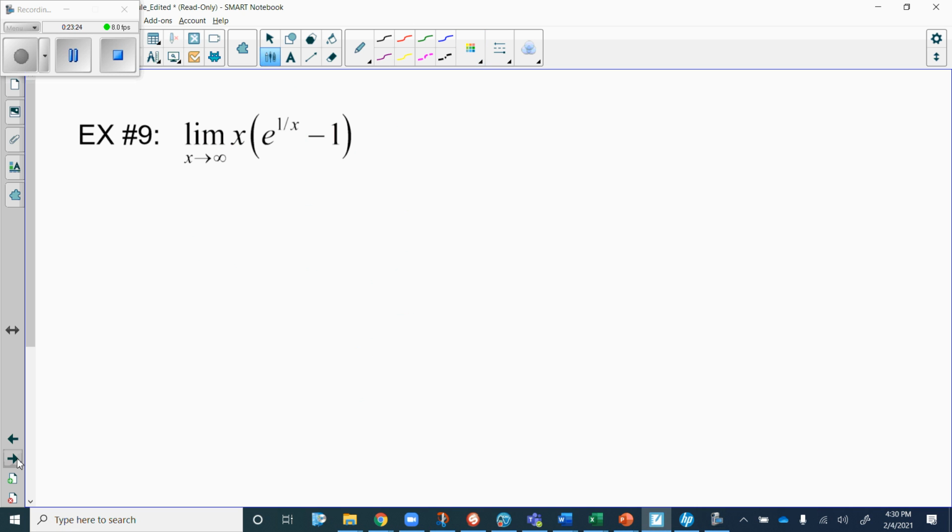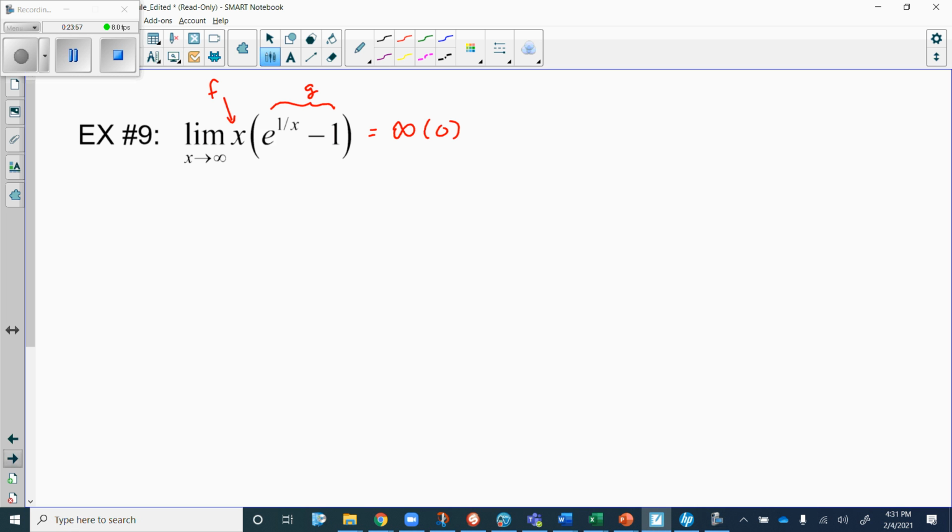Moving on to the next example here, I'm going to think of this as function f, and all of this is function g, for the product of the two functions, or the two expressions that we have. If I do direct substitution here, I'm going to wind up with infinity times 0, which is one of our indeterminate forms.